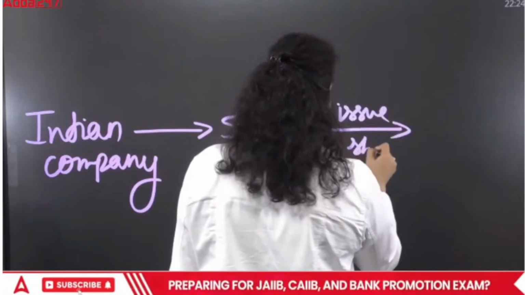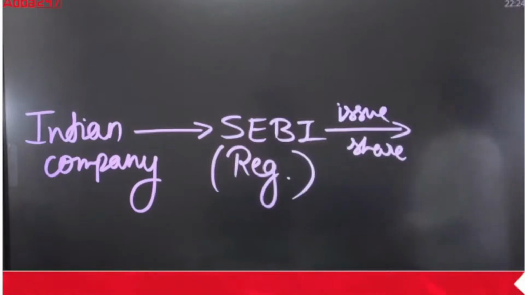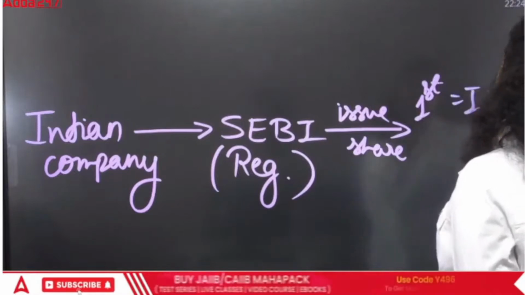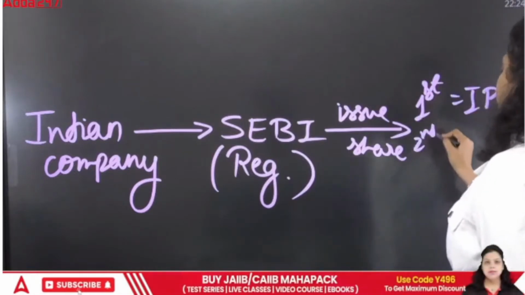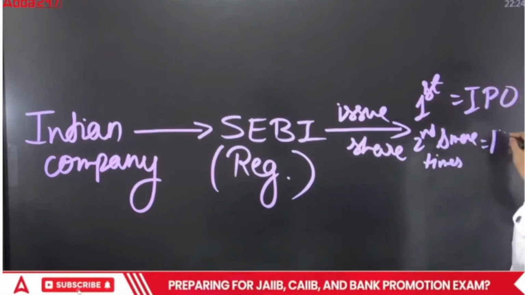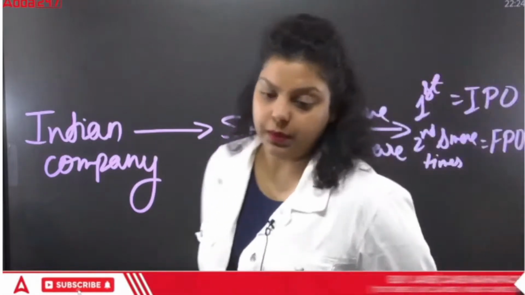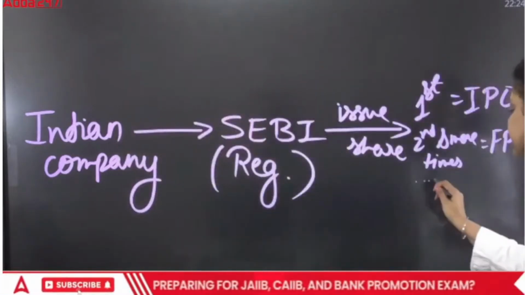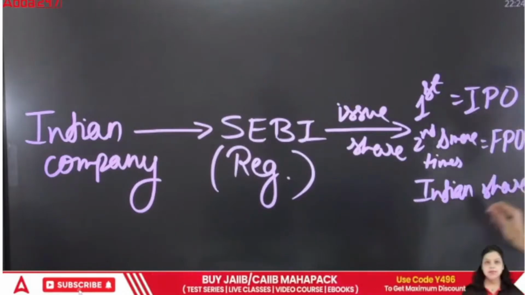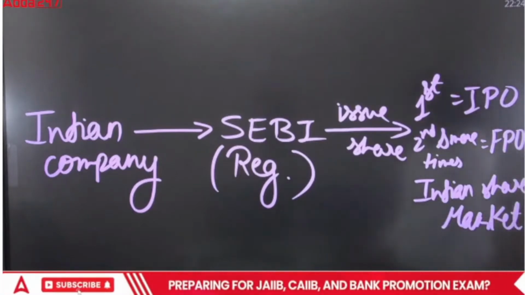Now the company is allowed to issue shares. Whenever the company is issuing shares for the first time to the public, that will be an IPO. And if the company is issuing its shares for the second and more times, that will be an FPO. So IPO stands for Initial Public Offering, and FPO stands for Follow-on or Further Public Offering. But this will be done in the Indian stock market, or Indian capital market, or share market. So this is the way by which an Indian company can raise money from India with the help of IPO and FPO.